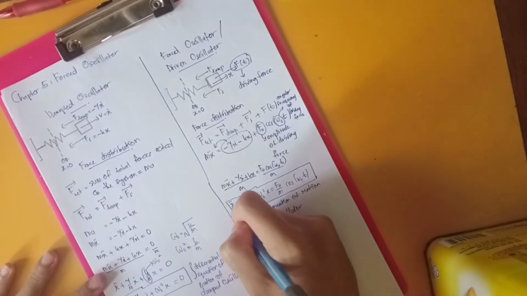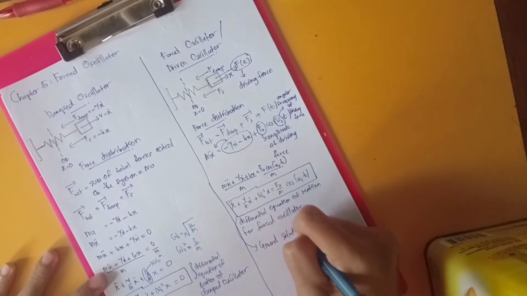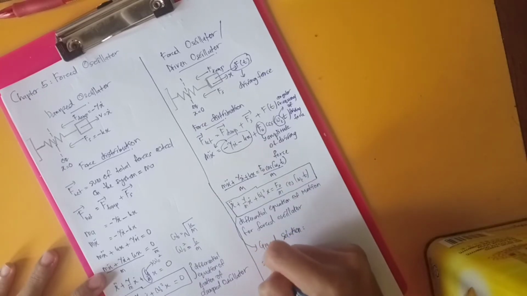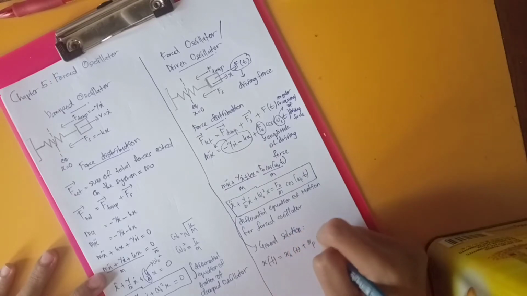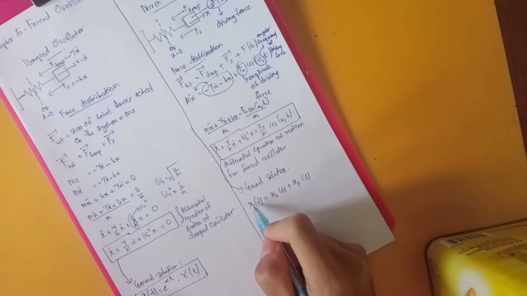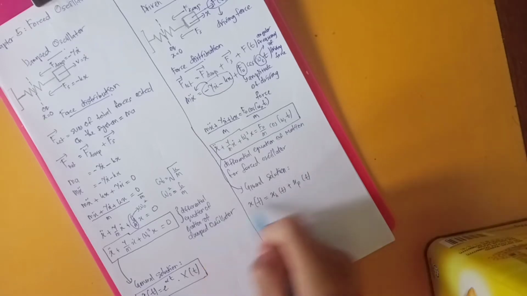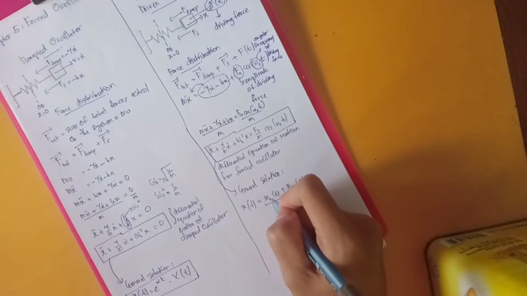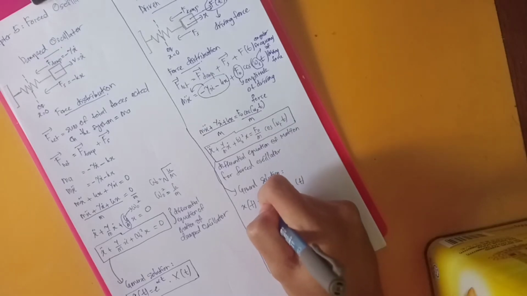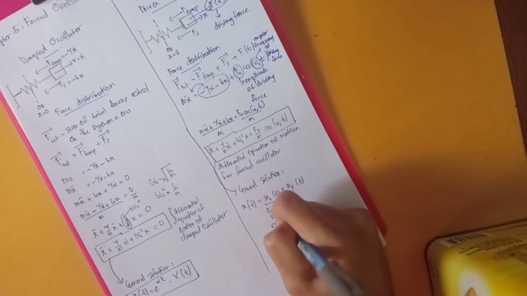Okay. Now the general solution. The general solution is a bit different. It says that x(t) is equal to x_h(t) plus x_p(t). So the solution is equal to the sum of the general solution of the damped oscillator, which is here, plus the particular solution.